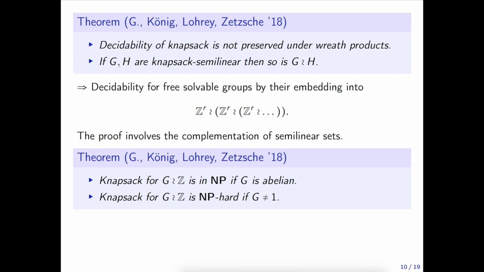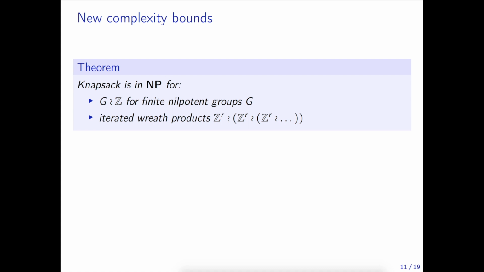In this paper, we present new complexity results for the knapsack and the power word problem. We show that knapsack is in NP for G wreath Z if G is a finite nilpotent group. Previously, this was only known for abelian groups G. And knapsack is also in NP for iterated wreath products of free abelian groups, and hence also for free solvable groups by the Magnus embedding.